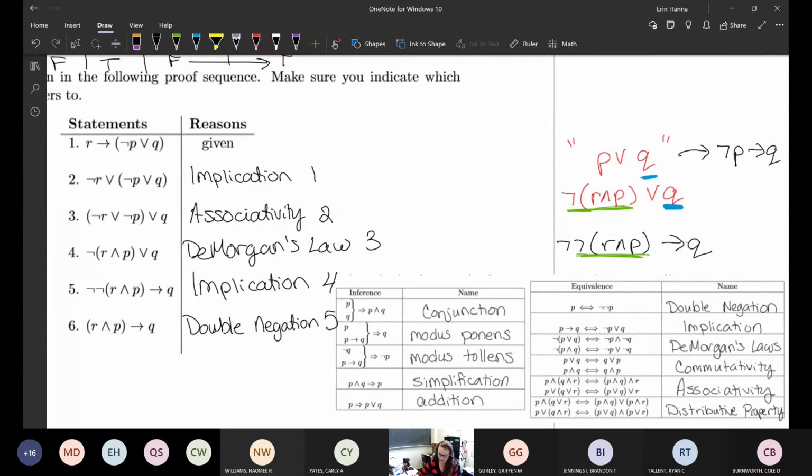Questions, concerns on that? So again, biggest tip I can give on this is look for differences. What's the differences between one line and the next? Look for a rule that deals with those types of differences.